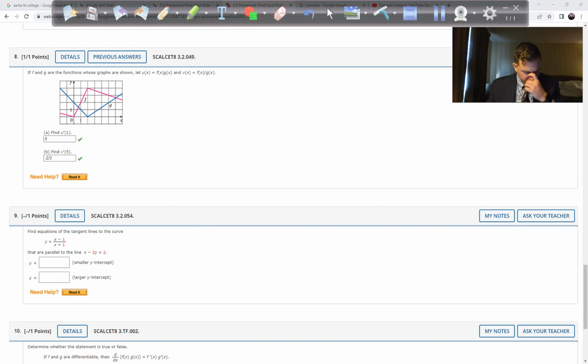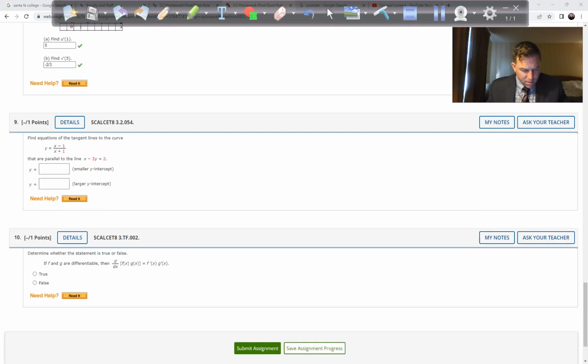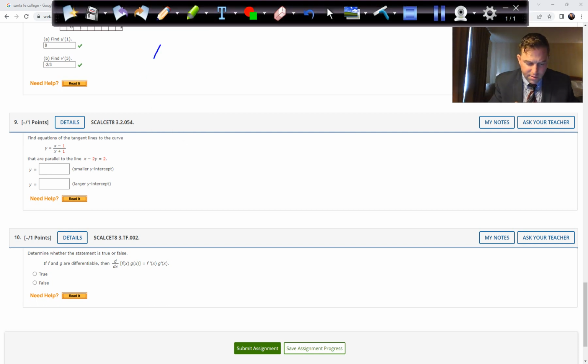Problem 9. Find equations of the tangent line to the curve y equals (x minus 1) over (x plus 1) that are parallel to the line x minus 2y equals 2. Smaller y intercept, larger y intercept. Okay, tangent line. So that's derivatives. So we need to first find the derivative.